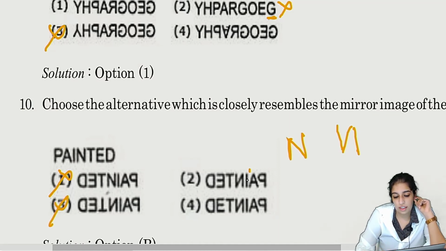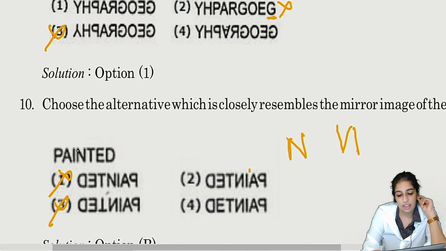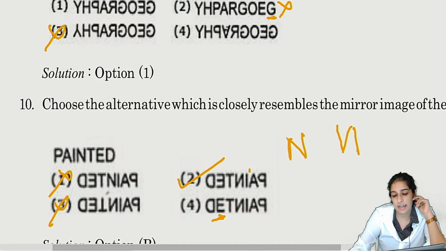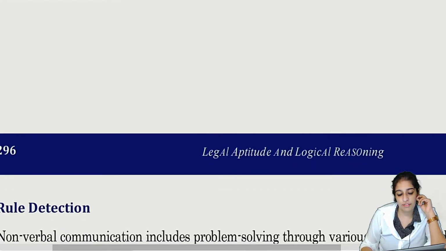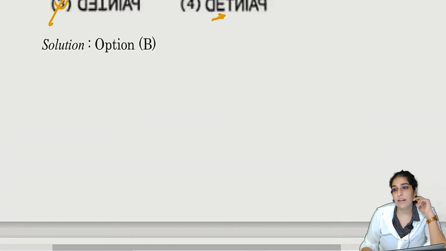Okay, INT. Now it all goes on E. E का क्या हो जाएगा? It is facing towards the right, now it will face towards the left. So here they have kept it as it is. This is not how E looks. Okay, so number 2 is the right option. Got it? That's it for today. We have finished mirror images.